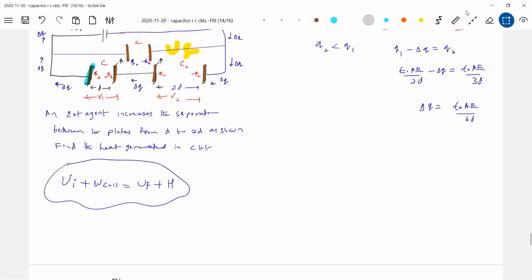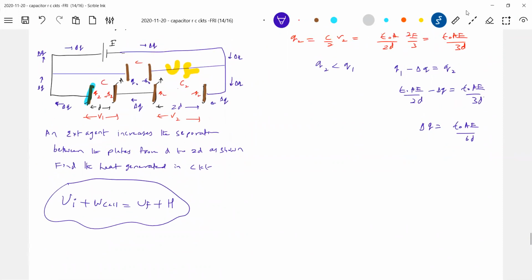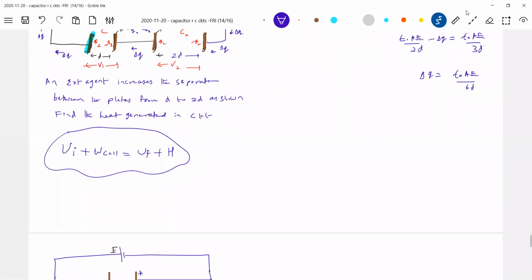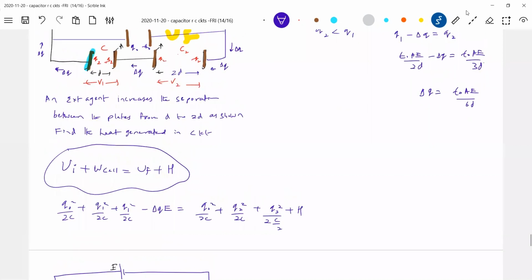Q naught square. Shall I write all of it here? Q naught square by 2C, Q1 square by 2C. Work done by cell minus delta Q into E. UF should be Q naught square by 2C, Q2 square by 2C. Why C by 2? Because the capacitance has become half of it, no?